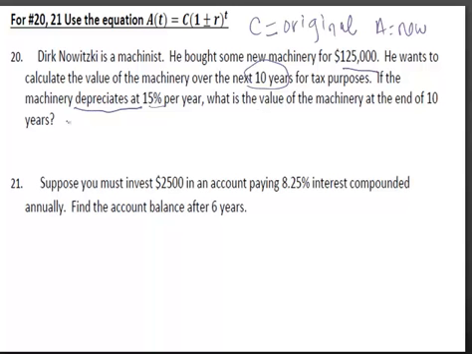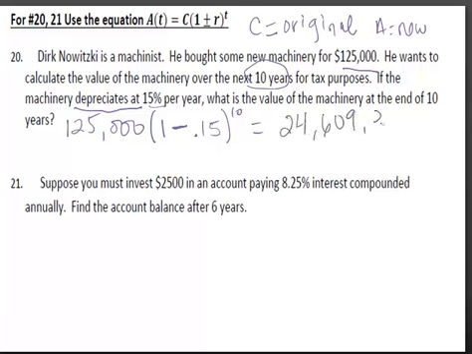So remember, you just plug in the numbers. So 125,000 times 1, it's depreciating, so it's minus 0.15, to the 10. Okay, you're going to run that through your calculator. I've already done it on my calculator, so I know that the answer should be 24,609.30. Okay, I just typed this directly into the calculator.